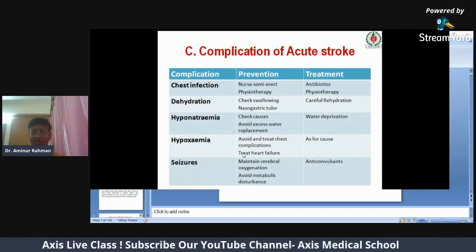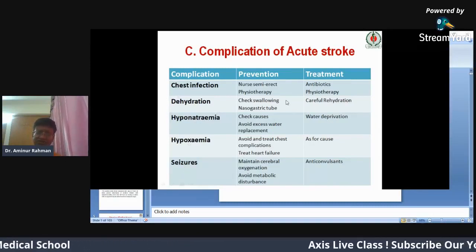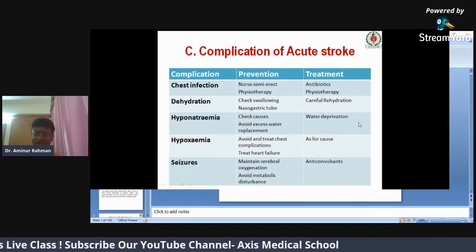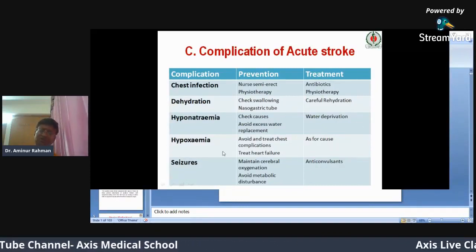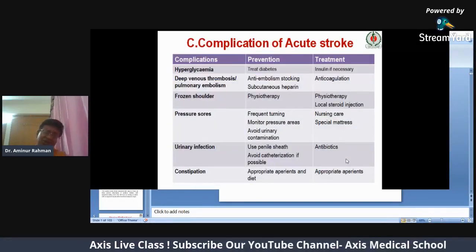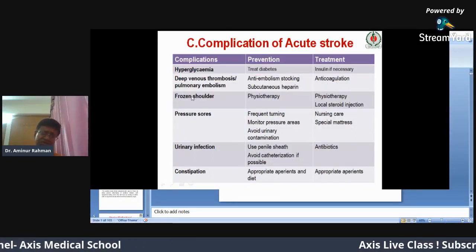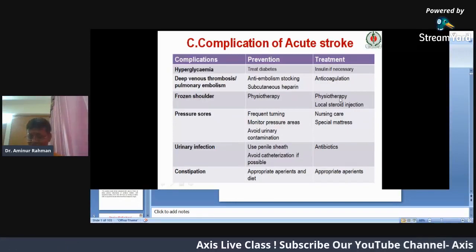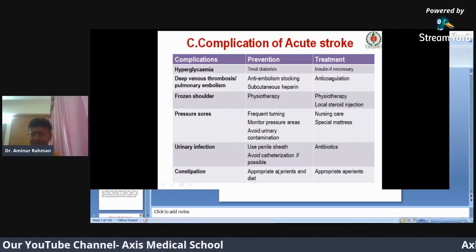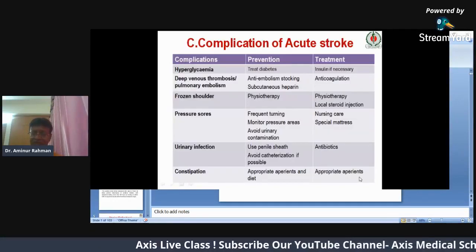What are the complications of stroke? Complications: chest infection, dehydration, hyponatremia, hypoxemia, and seizure. If there is chest infection, antibiotic and physiotherapy; dehydration, careful rehydration; hyponatremia, water deprivation; hypoxemia, treat the cause as usual; and seizure with stroke, then an anticonvulsant is given. Hyperglycemia is another complication, treated as in diabetes. Deep vein thrombosis, give anticoagulation; frozen shoulder, give physiotherapy; pressure sore, give nursing care; urinary infection, antibiotics; and constipation, give appropriate treatment.